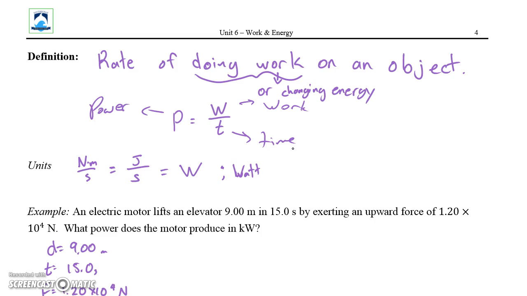Now you have to make sure that you don't confuse the work capital W, which is the symbol of work, and the unit of power, which is a capital W watt. Make sure you can keep those two different, and that's where it's important to write out things properly. So let's take a look at an example.